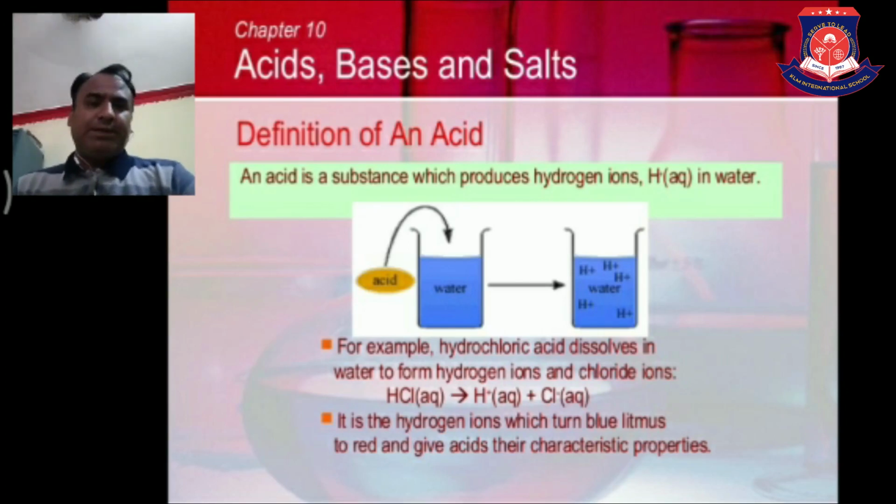For example, in the slide, when HCl is dissolved in water, it gives H positive ion and Cl negative ion. As the concentration of H positive increases, that particular substance is more acidic in nature.